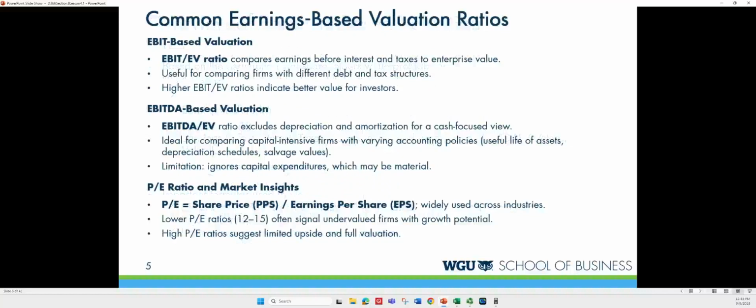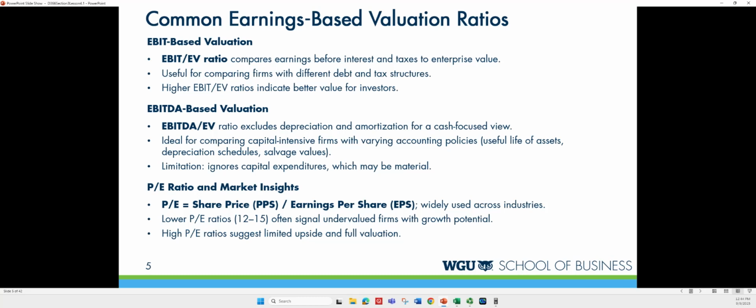The first form of valuation we will talk about is EBIT-based valuation, earnings before interest and taxes. So the EBIT to enterprise value ratio compares earnings before interest and taxes to the enterprise value. And this is useful for comparing firms with different debt and tax structures. Many firms use a lot of debt, some use a little bit. And so this allows us to have parity in that regard.